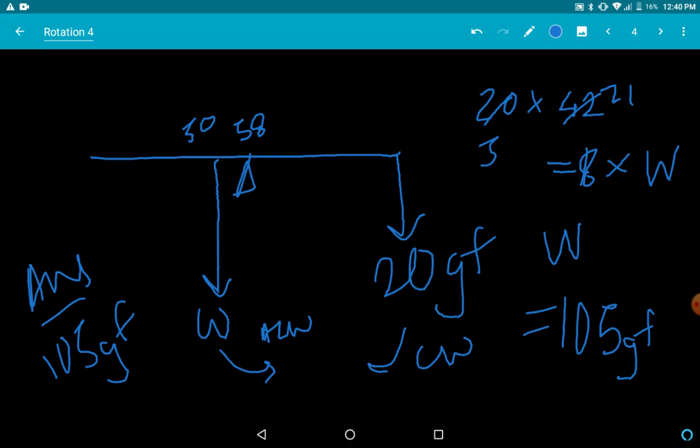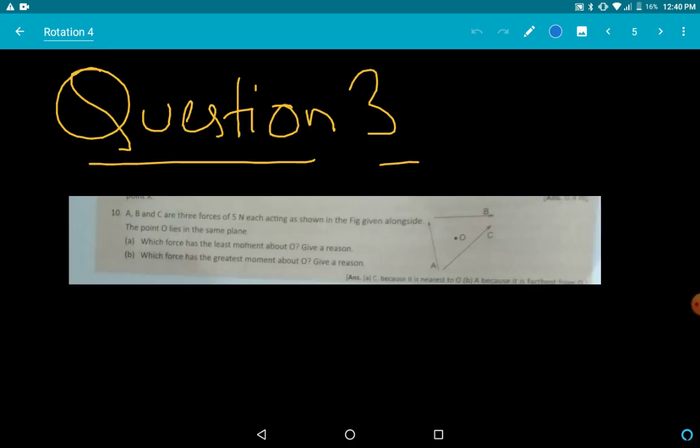Let's start the next sum, a short sum. Now the next part. If A, B and C are three forces of 5 Newton each acting as shown in the figure alongside, O point lies in the same plane. Which force has the least moment? Which force has the greatest moment? Also give a reason.